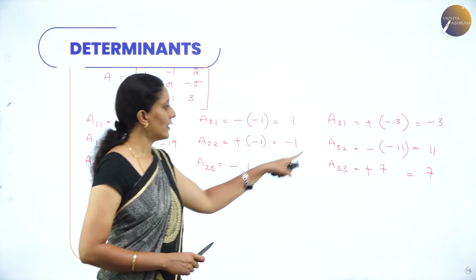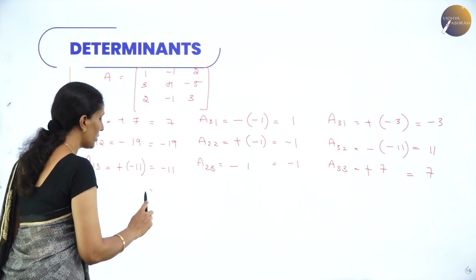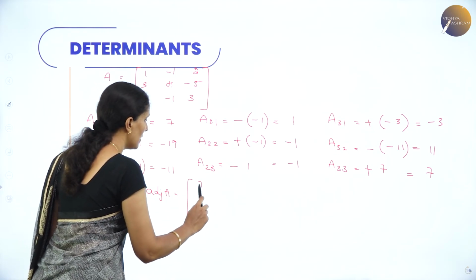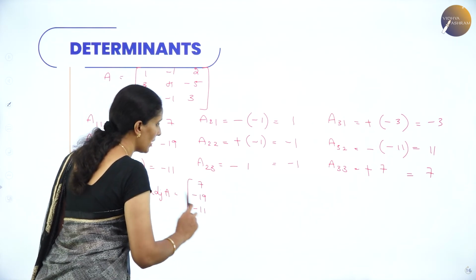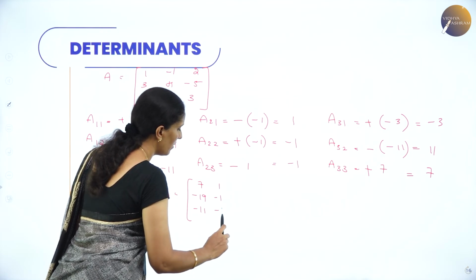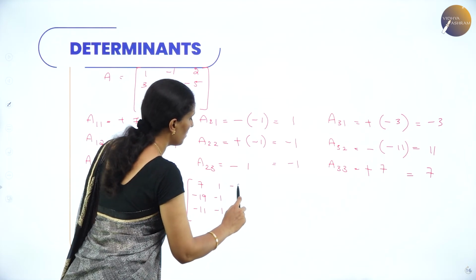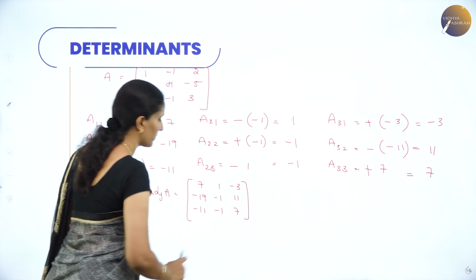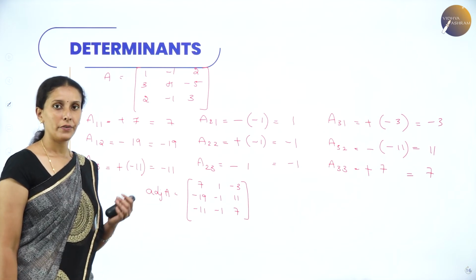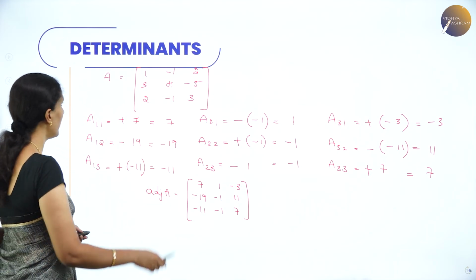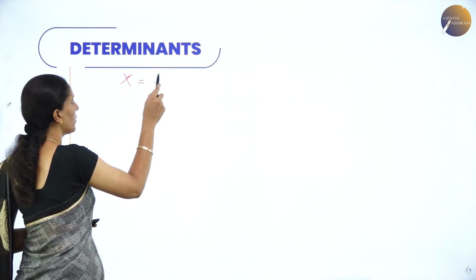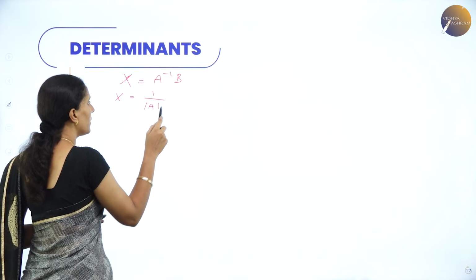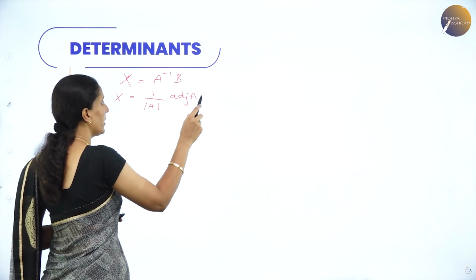Now, if you write this in the same order, it is equal to the adjoint of the given matrix. So, what is adjoint of a matrix now? 7, minus 19, minus 11; 1, minus 1, minus 1; and here we have minus 3, 11, and here we have 7. So, once you have found adjoint A and determinant, you can use X is equal to A inverse B to solve the equation. So, X is equal to 1 over determinant A into adjoint A into B.